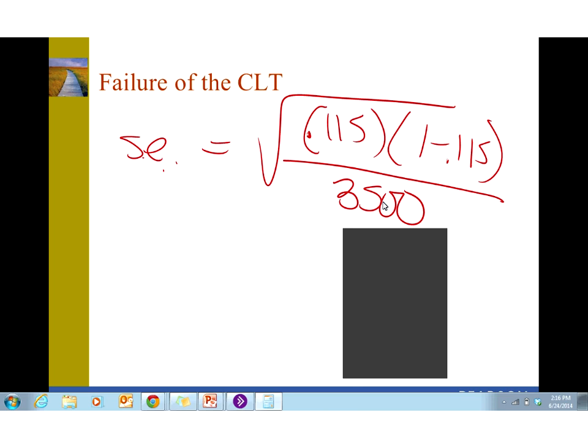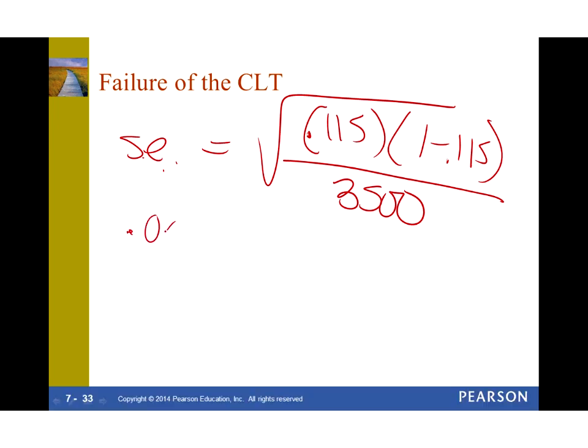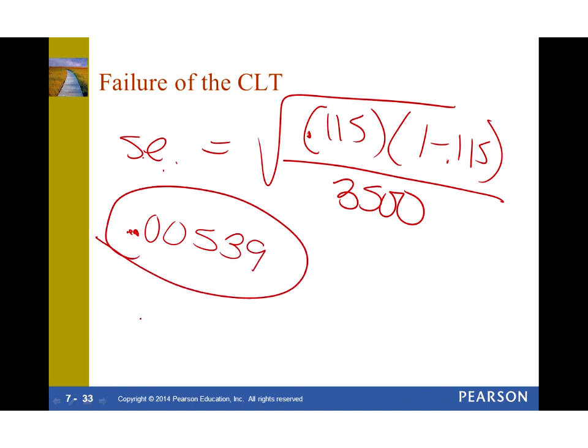So right now I'm just taking out the calculator. I'm getting a tiny standard error. Okay, I got my standard error to be 0.00539. That's tiny. And we really just need to find the probability that X is greater than 11.5%.